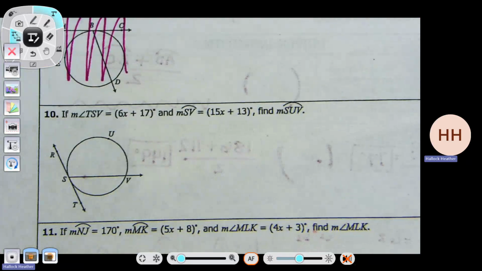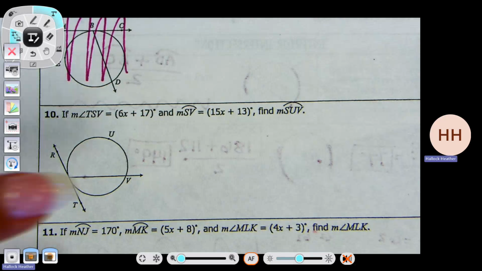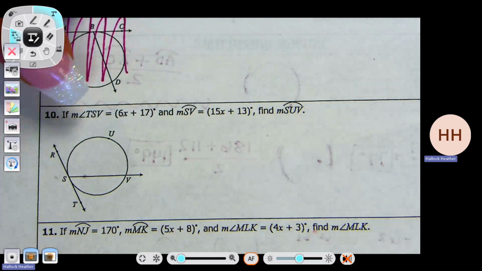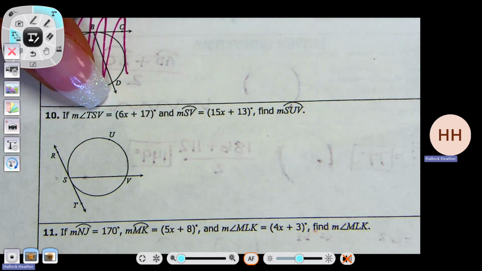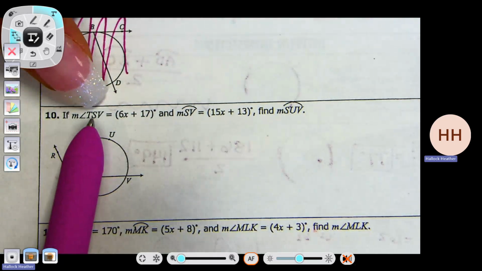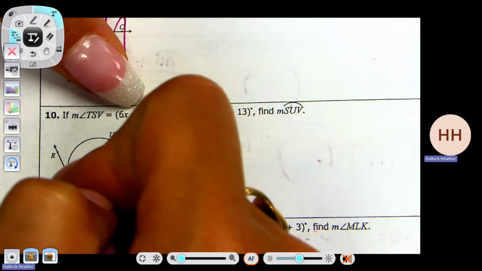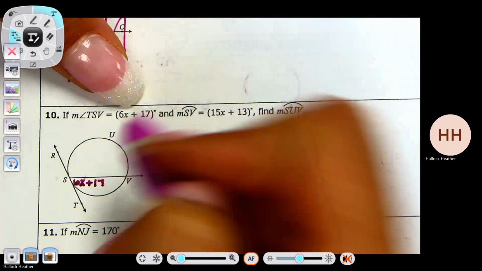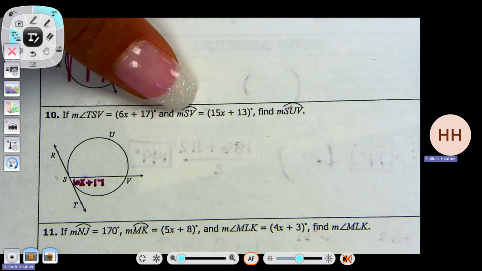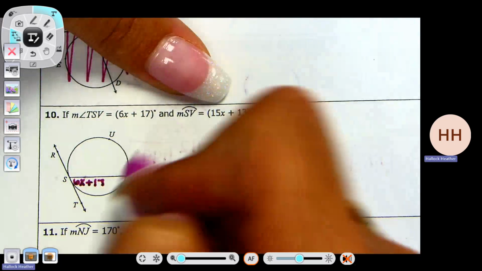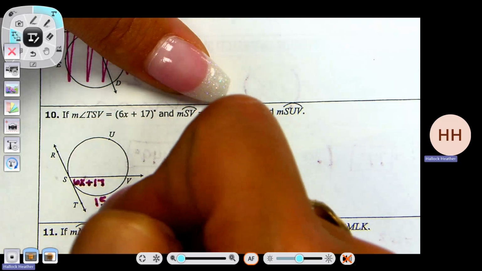So 10, you need to decide, are we adding, are we subtracting, or are we just dividing? We're just dividing because it's on the edge. So there's nothing to add. We're not subtracting. We're just dividing by 2. And this is the ugly part because you got to put the stuff in the picture. So the measure of angle TSV is 6x plus 17. So that goes here. Arc SV is 15x plus 13.